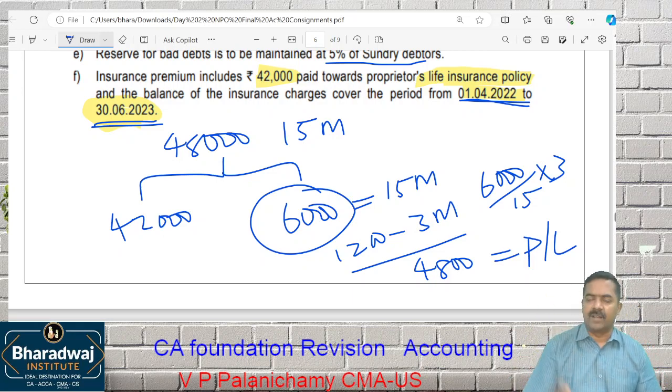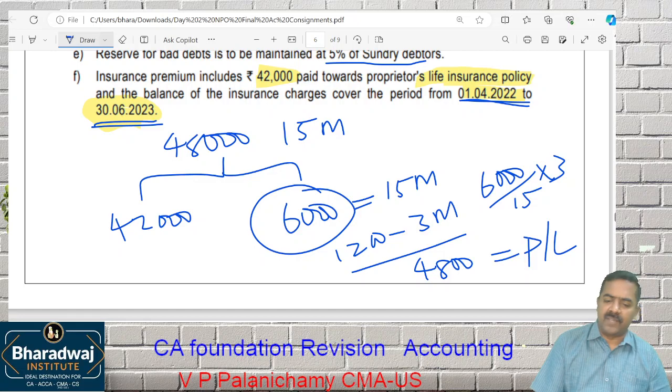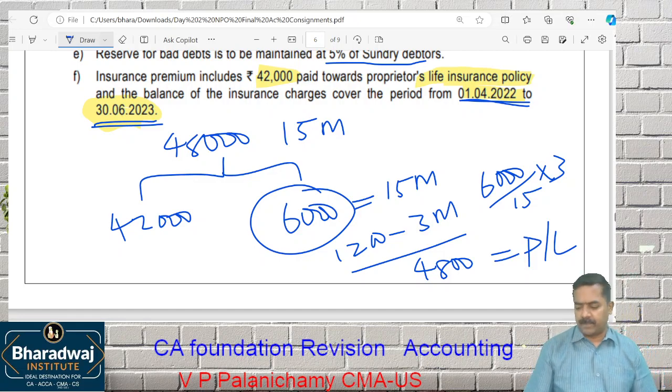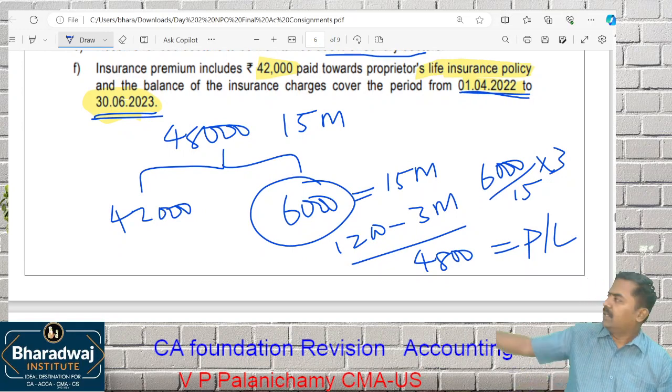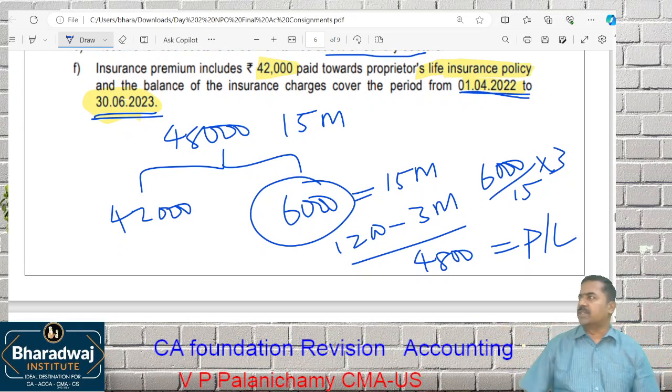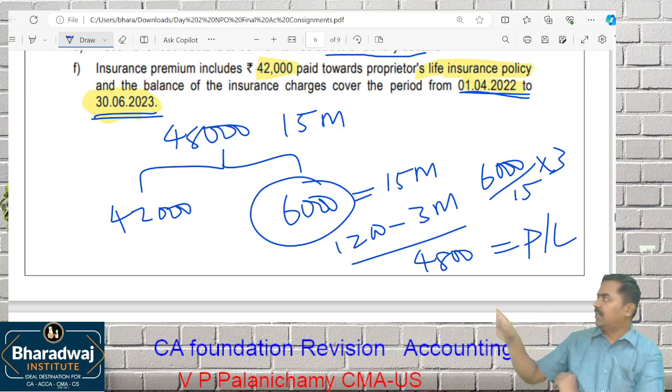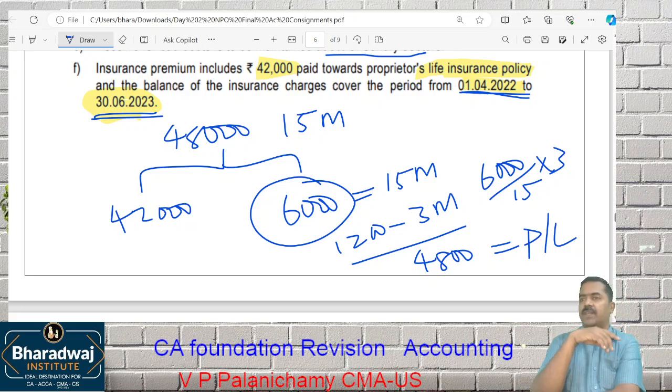Okay, trading and P&L account. Tell me the gross profit answer, then we'll proceed. Any doubt in it? 48,000, 42,000 is proprietor's insurance. That will be taken as drawings. Remaining 6,000 is paid for 15 months. 3 months falls in next year. So 4,800 will be taken to P&L.